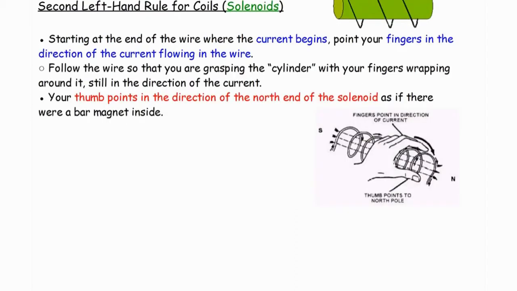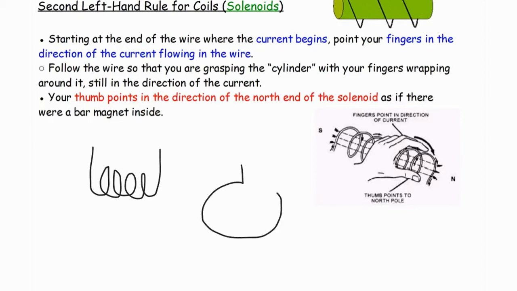The second hand rule now deals with solenoids. Solenoids are just a fancy way of saying coils. It could be a coil like this, or it could even be just a circular circuit like that. That could also be a coil, like maybe that's positive, negative, negative, positive. Those are two other ways to picture a solenoid.